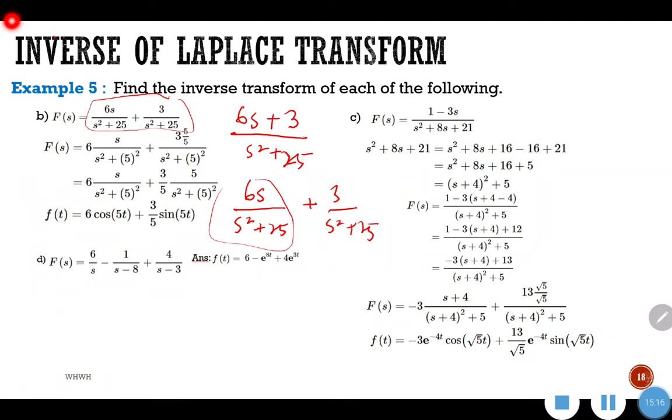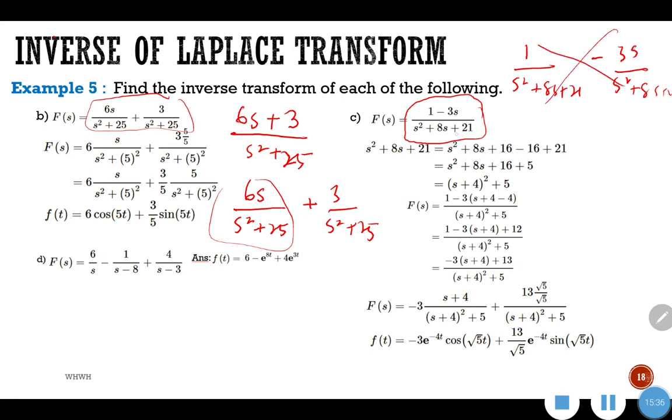But for this one, is it worth it to split it into 1 over s square plus 8s plus 21, and another minus 3s over s square plus 8s plus 21? For your information, this one is not worth splitting, because the denominator is different from example B earlier. Here we have 8s. Let's have a look at the table.